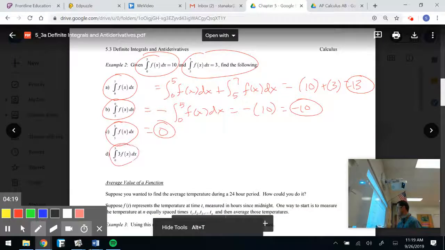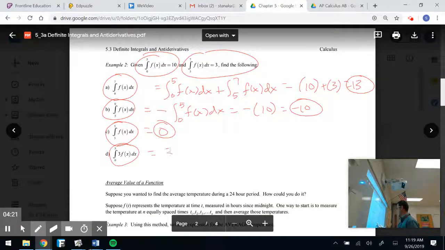And then our last one there, same as before, it's a constant, so we can take a constant out. I have to take my constant out and I'm able to use this guy right here, which is equal to 10, a little direct sub, and I get 30, right?